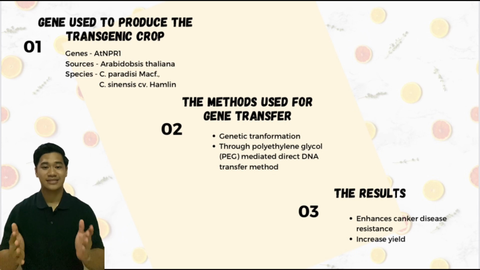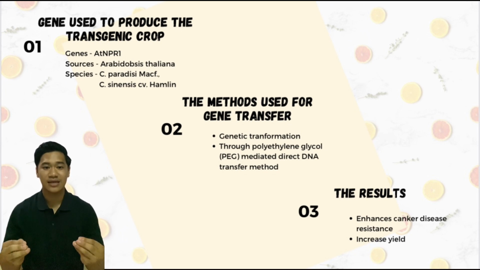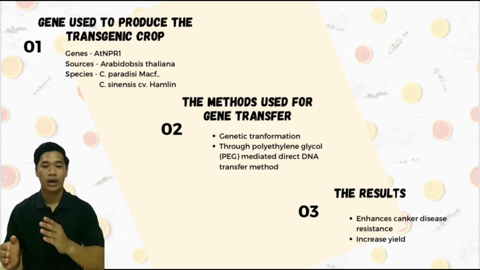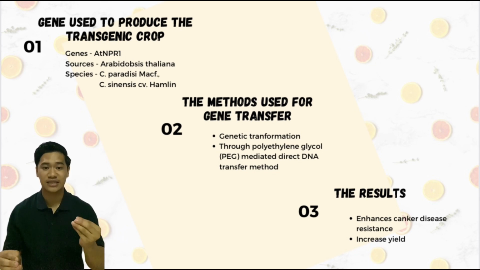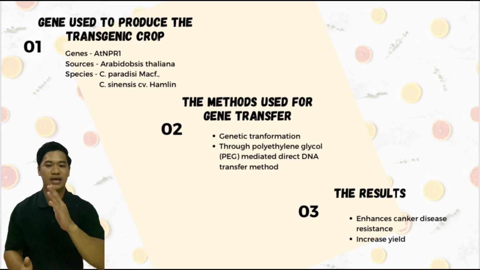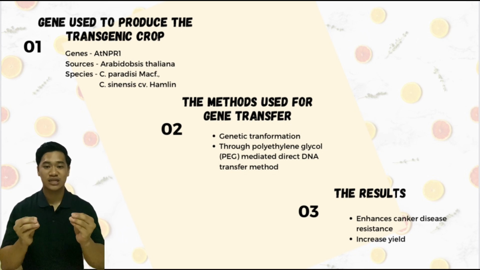The next slide is the gene used to produce the transgenic crop, AtNPR1, which is a key positive regulator of the long-lasting broad-spectrum resistance known as systemic acquired resistance. Our results indicate that overexpression of AtNPR1 in citrus increases resistance to citrus canker, and the resistance is related to the expression level of AtNPR1 in the transgenic plant.